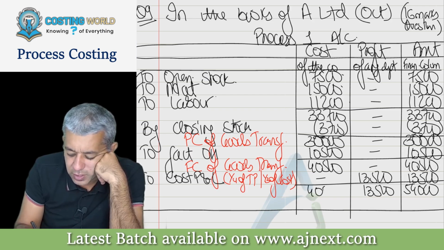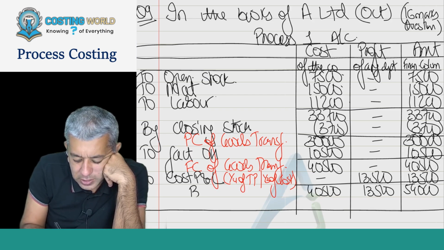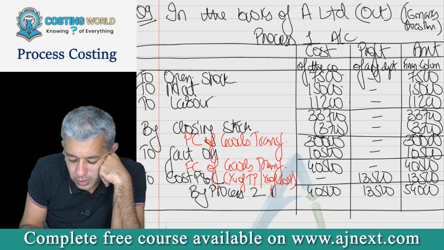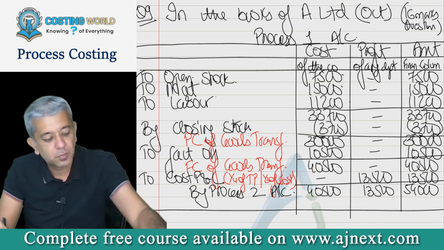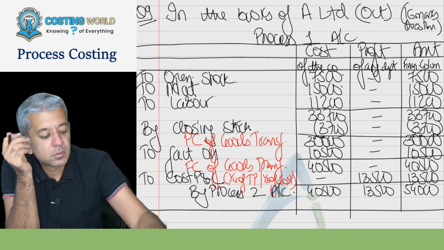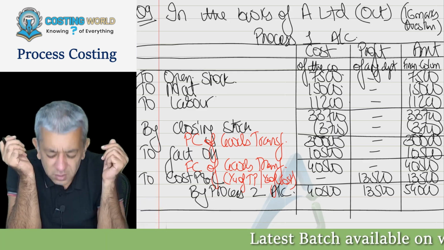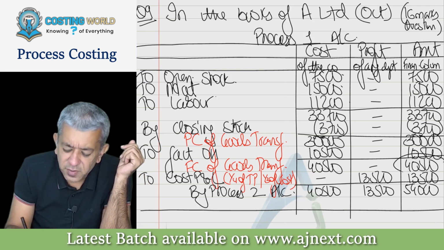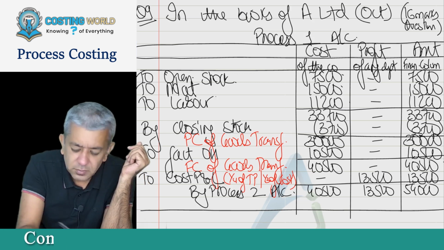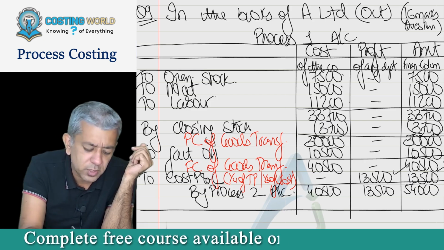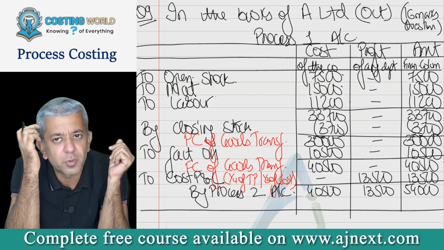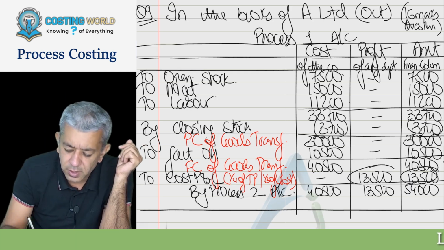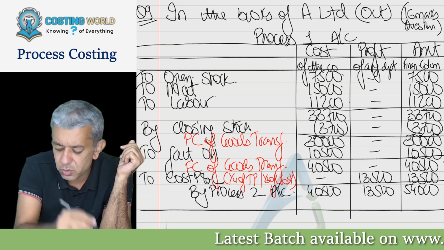So therefore, this figure is 40,500. This will be by process 2 account. Write down this, please. It is 1/3 of this figure. It will come over here so that you can arrive at the transfer price, and it is a profit earned by some department. It will come over here in this column and come over here. That's it. Then you just do the totals.